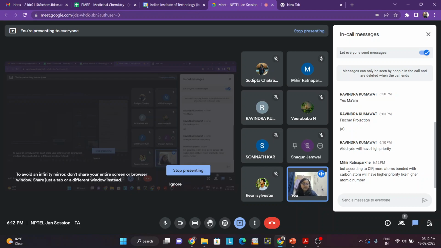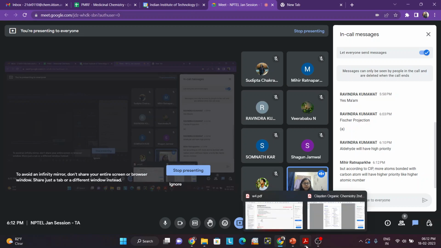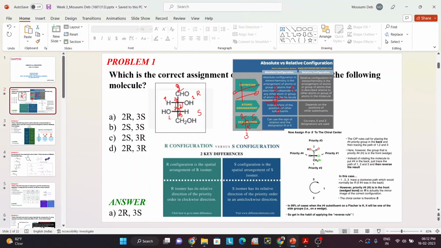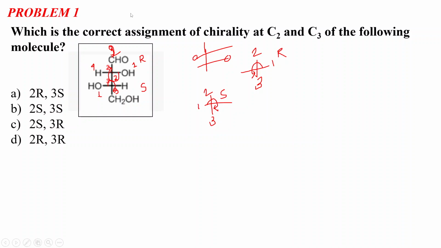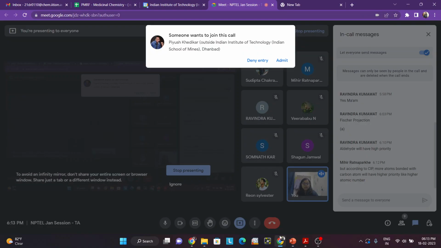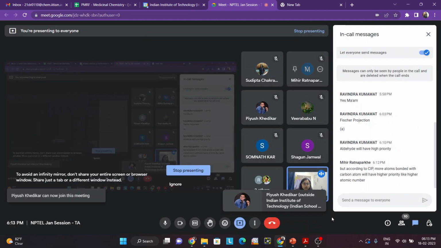Just as I told you, the CIP rule says that atoms bonded to the carbon with higher atomic number have higher priority. That is correct. But there is another rule about the groups, so there is a little confusion about these two rules. I will try to find a clearer answer to this question, because something is confusing here. Does higher molecular weight have higher priority, or does any other rule exist? These two are a little contradictory.